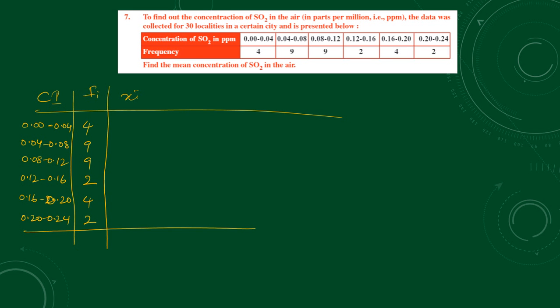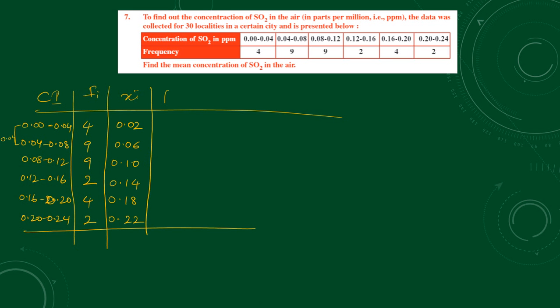Right, now Xi. What is the average of 0.0 and 0.04? It is nothing but 0.02. Now what is the height? The height is 0.04. So directly add 0.04. This becomes 0.06, then 0.10, next 0.14, 0.18, 0.22. So this is nothing but the value of Xi.